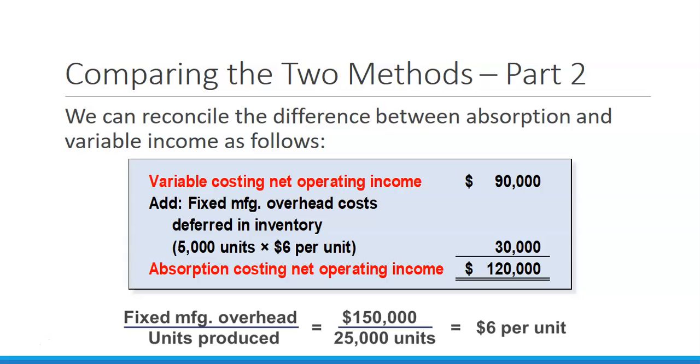So we can see the reconciling between the variable costing net operating income of 90,000 and the absorption costing of 120,000 is that 30,000 in fixed manufacturing overhead costs that are sitting in our finished goods inventory.